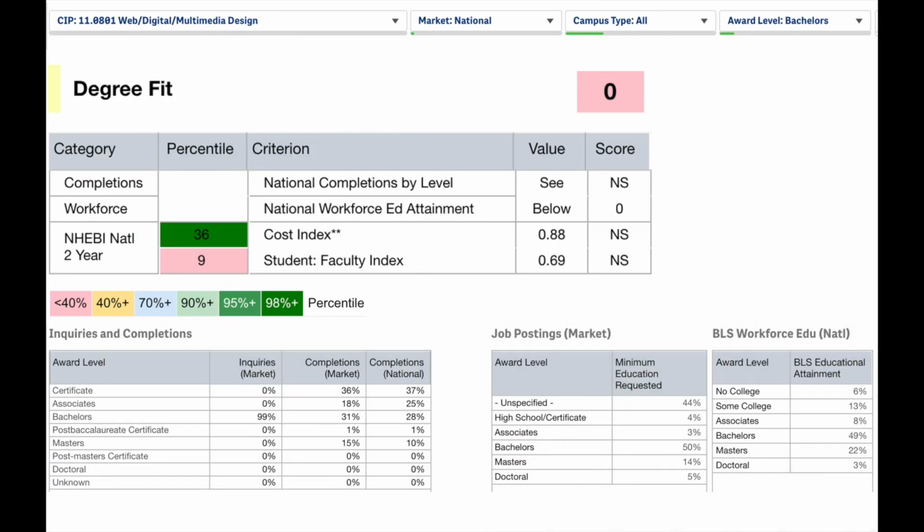For this program, it is well suited to a bachelor's degree, as 99% of inquiries are for bachelor's programs, 28% of completions are at the bachelor's level, 50% of job postings request a bachelor's degree, and 49% of the workforce in related occupations report holding a bachelor's degree. NHEBI, the National Higher Education Benchmarking Institute, relevant for two-year colleges only, indicate the program is inexpensive to run and that programs have a low student-to-faculty ratio.